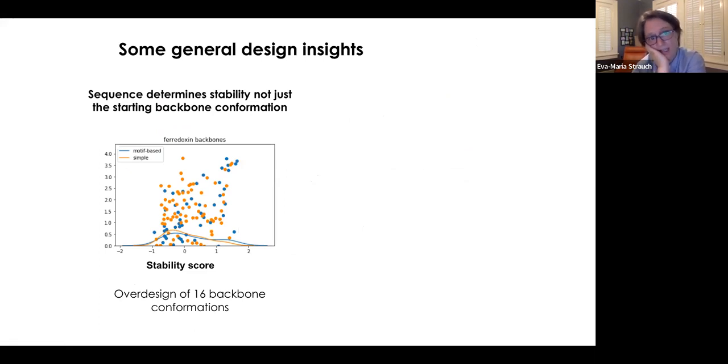We have also wanted to know if you have different backbones, if you redesign it multiple times, is it the backbone that determines the stability of the protein or not? And so the answer is absolutely not, because you can see a whole range of redesigned backbones, same 16 backbones that really span the whole spectrum. And I'll explain a little bit the motif.